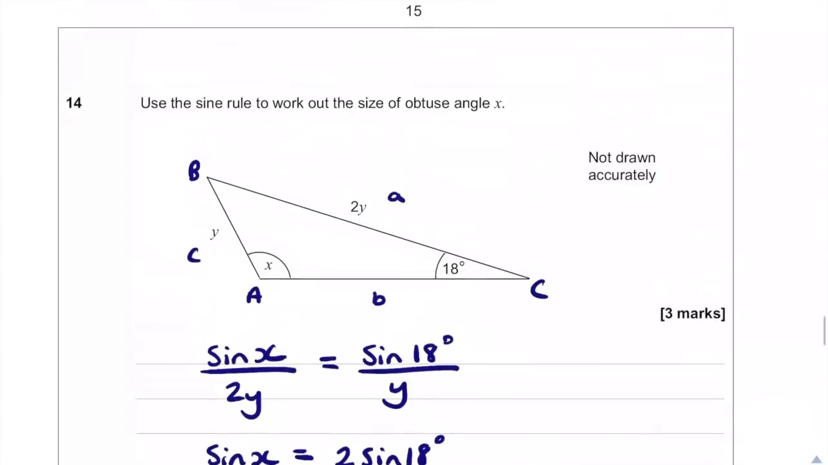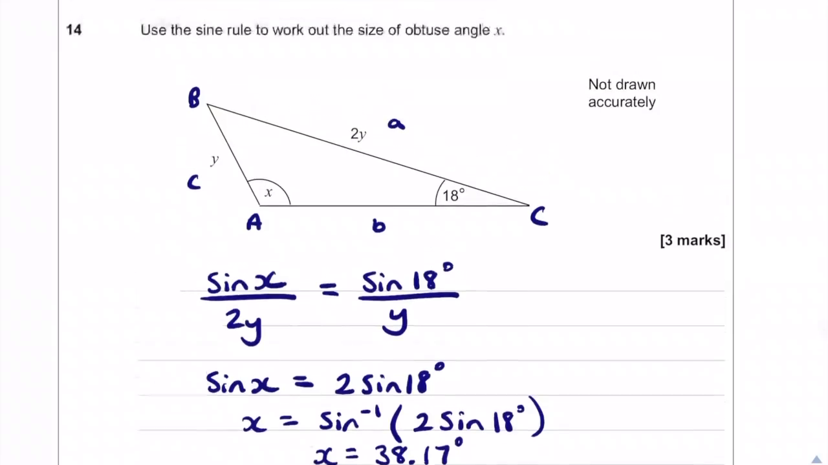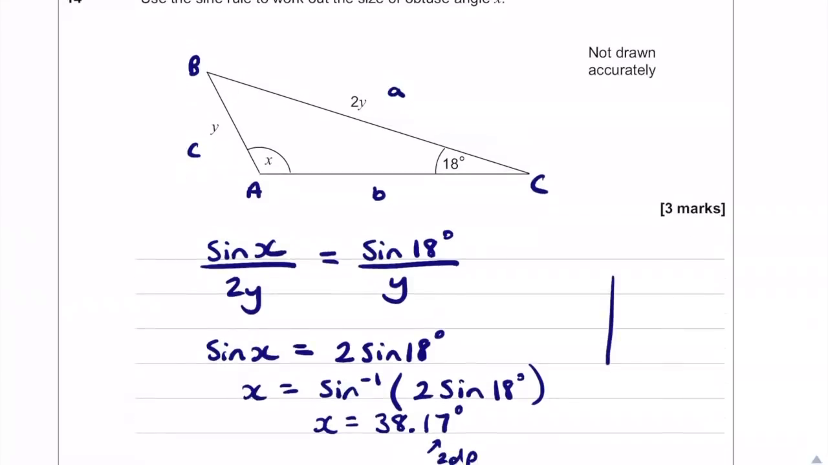But I'm told I have to work out the obtuse angle of x. Now, an obtuse angle, as you should be able to see in the diagram, is an angle that's greater than 90 degrees, but less than 180. Well, 38.17 is not greater than 90. So what we need to do, either using the CAST circle or the graph of sine x, I'm going to use the CAST circle.